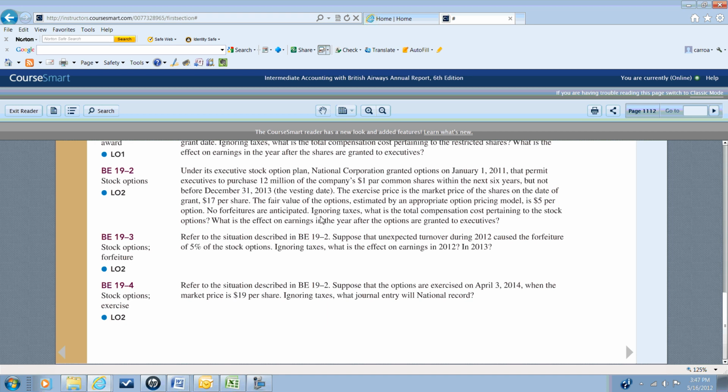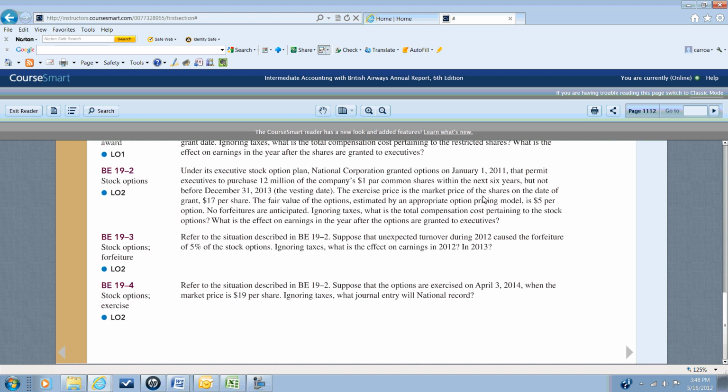Now, stock options will impact income taxes. We're not going to be really covering that, so we're going to ignore income tax, and we're going to determine the total compensation costs over the life of the vesting period from January 1, 2011 to December 31st, 2013, and how much of this cost will be recognized each year as a compensation expense.